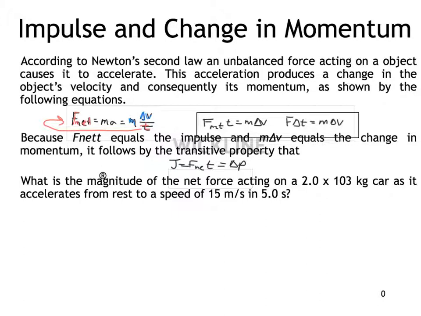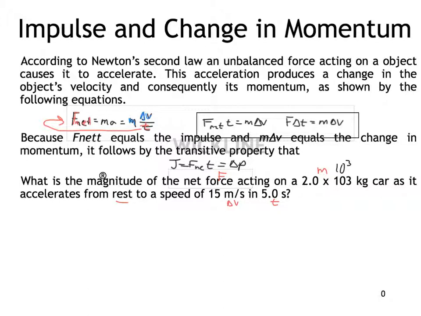So we can use this to solve the following question, which states, what is the magnitude of the net force acting on a 2 by 10 to the third, I know it looks like 103, but it's really 2 by 10 to the third kilogram car, as it accelerates from rest to a speed of 15 in 5 seconds. So what we have here is we're looking for a force, and we certainly have a mass. We also have a change in V, which is 0 to 15 because it was coming from rest. And we have a time right here.